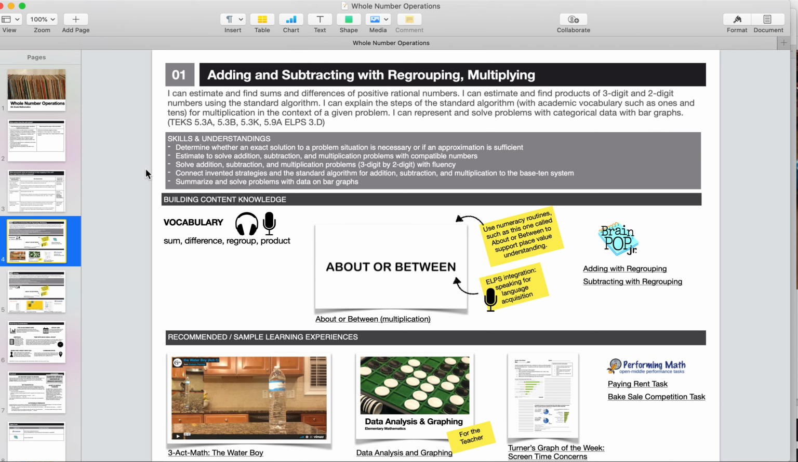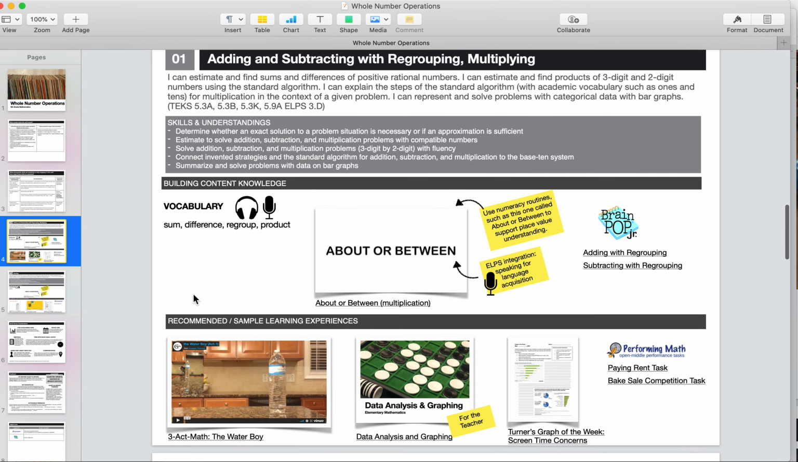Then there's a page for the first week of content for this unit on adding and subtracting with regrouping and multiplying. At the top is the academic and language objectives from our weekly scope and sequence, as well as articulated skills and understandings. You'll see an emphasis on estimation and reasonableness throughout this unit. Here are some vocabulary for the students, as well as resources to help build content knowledge.